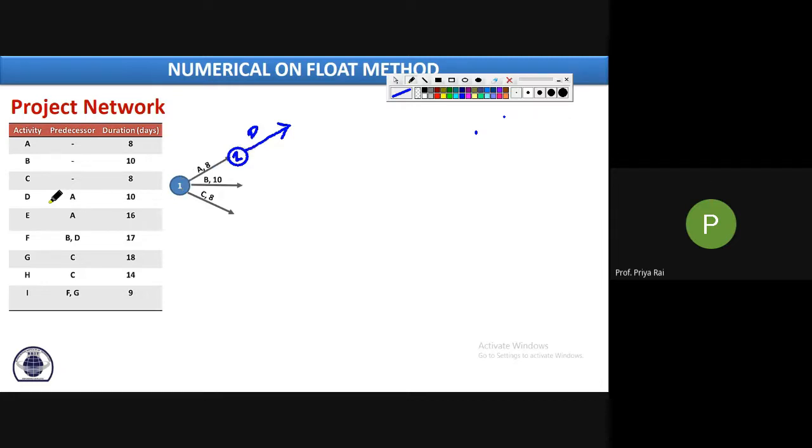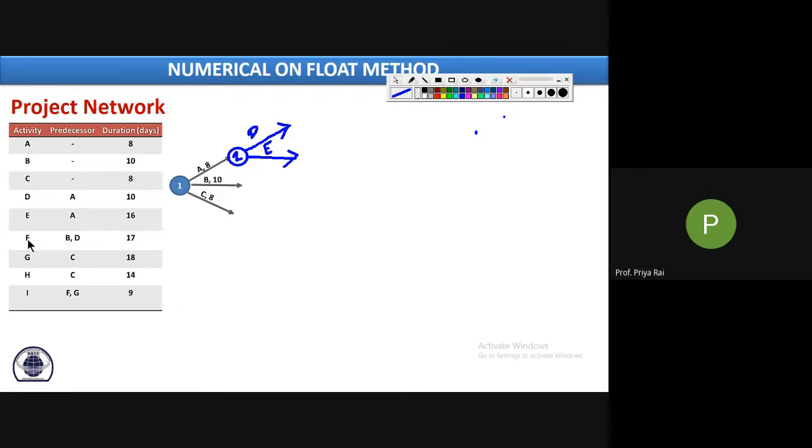Now for the E activity, the predecessor is only one, which is the A activity. So from which event will it start? E arrow from which event? Event number 2, right? Yes, from here itself it will start, which is the E activity. We have to write the durations also.